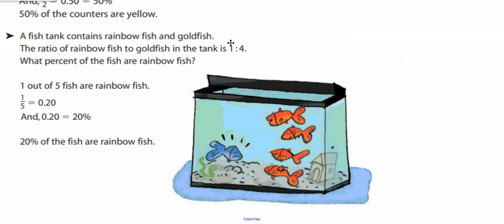So I need to add them together to get 5. And I know that 1 out of 5 fish are rainbow fish. I can look at my picture here and know 1 out of the total 1, 2, 3, 4, 5 are rainbow fish. So 1 out of 5 are rainbow fish, so that's 1 over 5, which is 0.2 and 20%. So I know that 20% of the fish are rainbow fish.